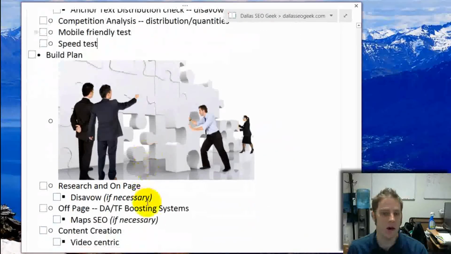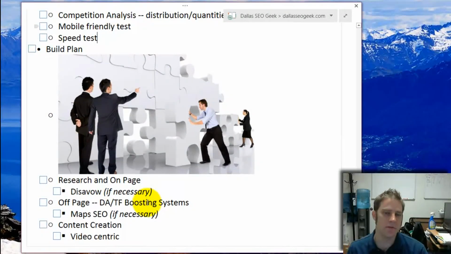Okay. Also in the video, I'll build a plan for you, and the overview of the plan is there's two main pieces. You've got the on-page and research, and then you've got the off-page. And so, are we going to need to do a disavow? Technically, this is part of off-page, but you really put it in with the research and on-page because it needs to be done right up front and pretty quickly.